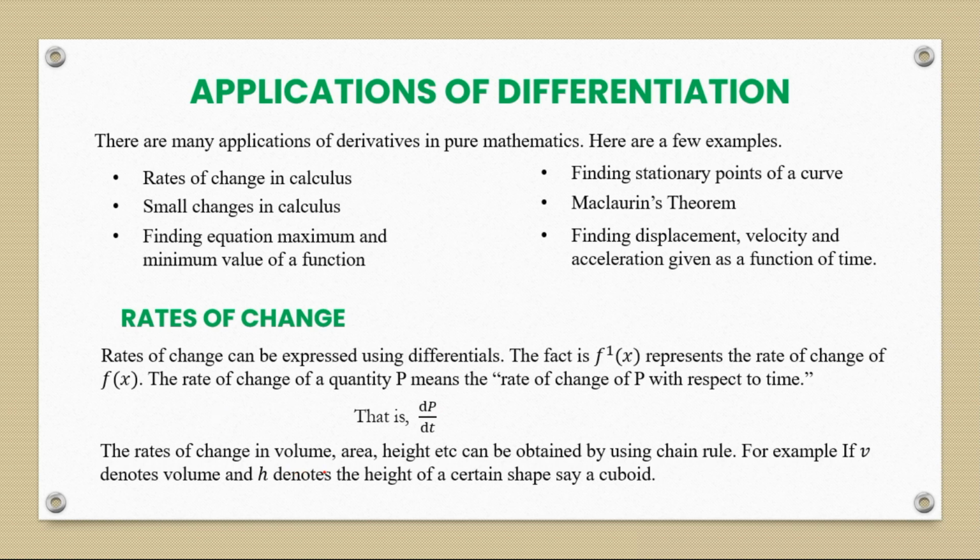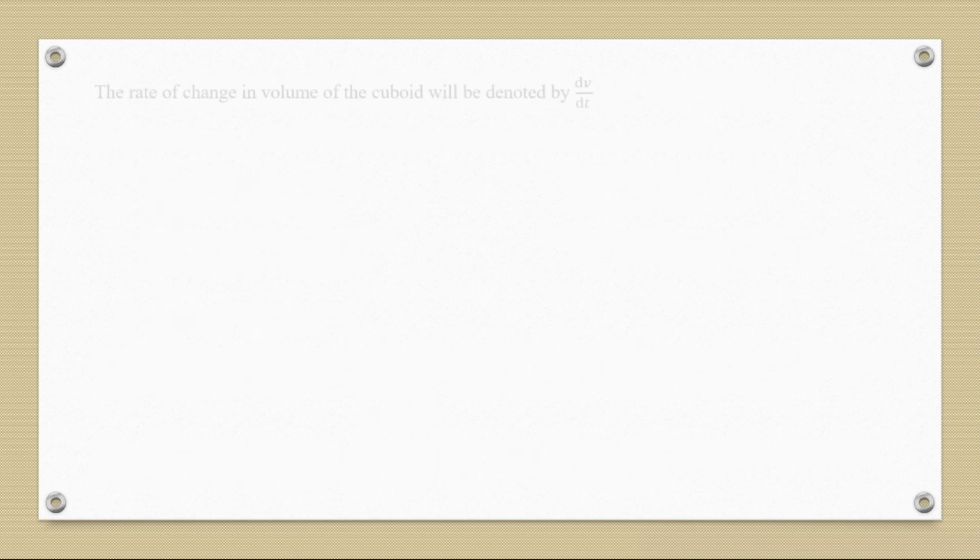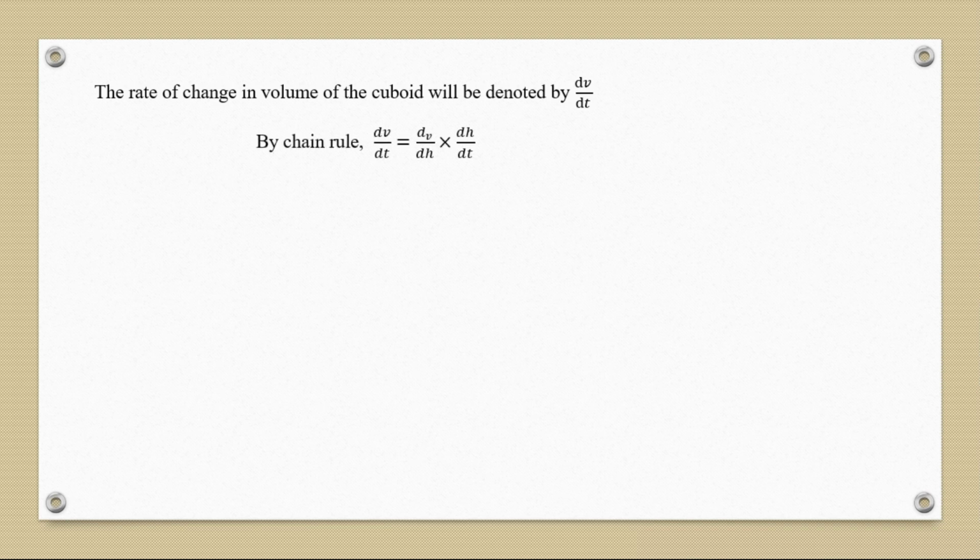Then the rates of change in volume, area, height, etc. can be obtained by using the chain rule. For example, if V denotes volume and H denotes the height of a certain shape, say a cuboid, the rate of change in volume of the cuboid will be denoted by dV/dt. So by the chain rule, dV/dt shall be equal to dV/dH times dH/dt. This is just quite a few examples, but I'm going to try to explain as best as I can so that we actually understand what's going on.